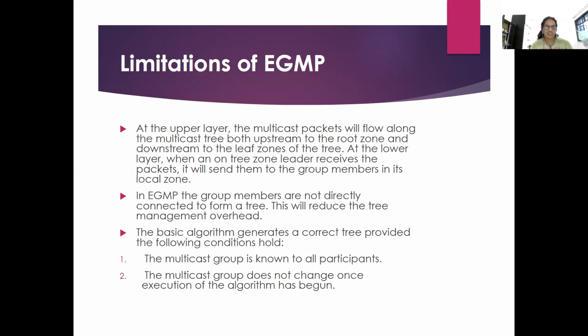What are the limitations of EGMP? At the upper layer, the multicast packets will flow along the multicast tree, both upstream at the root zone and downstream at the leaf zones of the tree. At the lower layer, when an on-tree zone leader receives the packets, it will send them to the group members in its local zone. In EGMP, the group members are not directly connected to form a tree. This will reduce the tree management overhead. The basic algorithm generates a correct tree provided the following conditions hold.